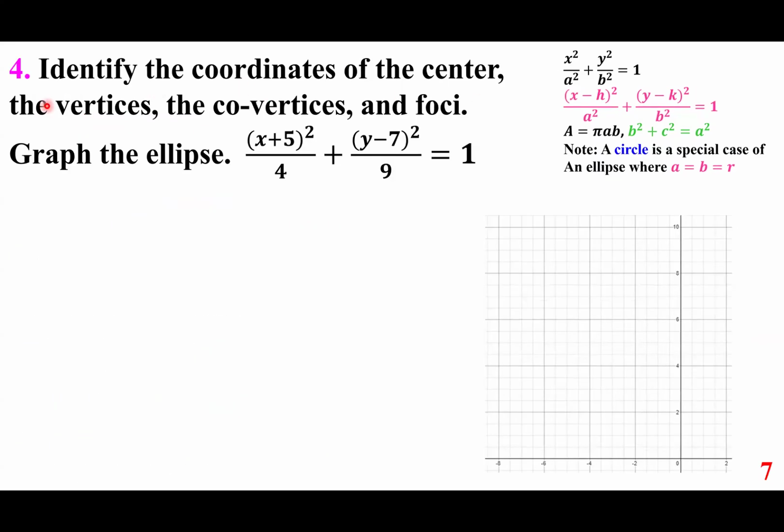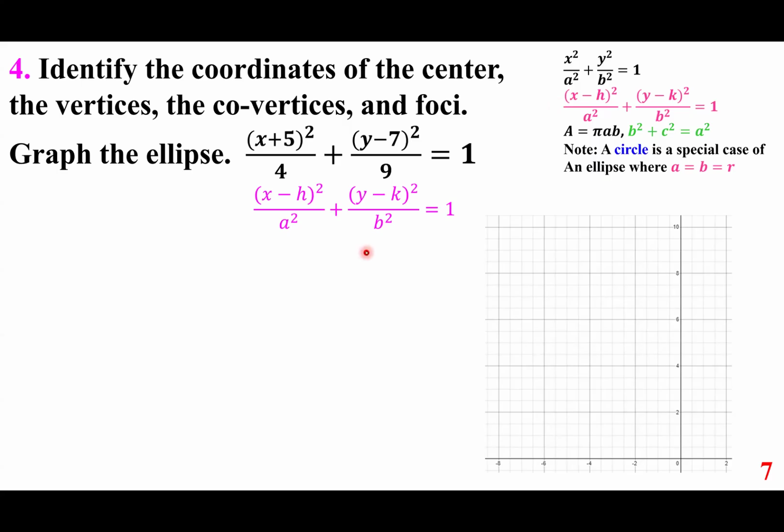Identify the coordinates of the center, the vertices, the co-vertices, and foci. Graph the ellipse. And bear in mind, the elongated side gives you the vertices. So having said that, first and foremost, we are going to use this formula. So I'm going to write that.